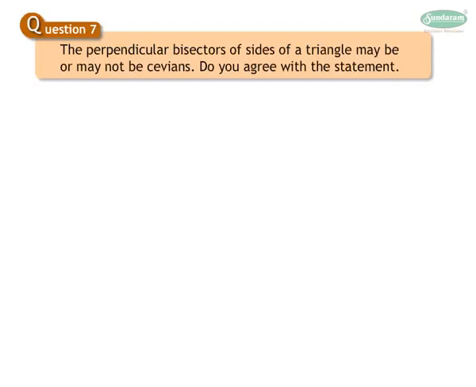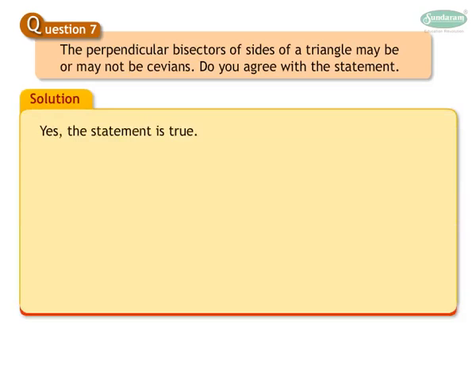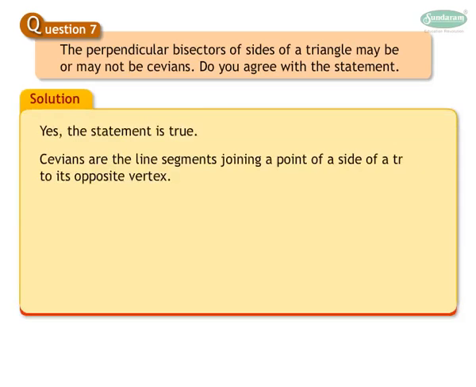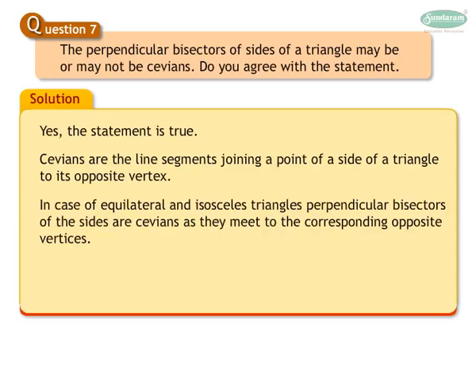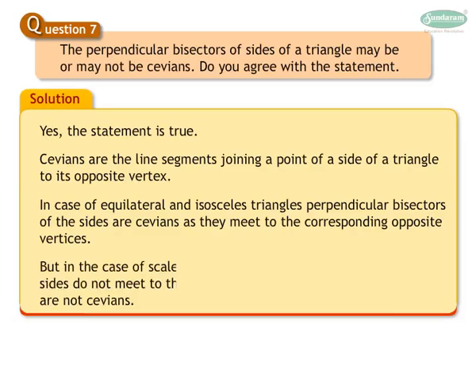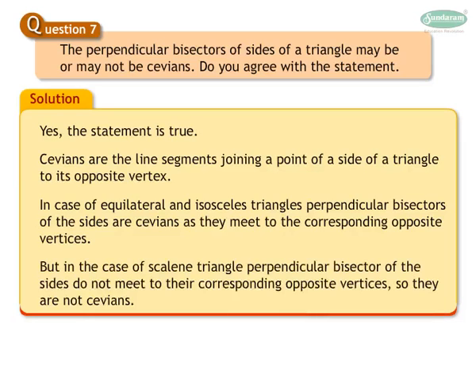Question 7. The perpendicular bisector of sides of a triangle may or may not be Cevians. Do you agree with the statement? Solution. Yes, the statement is true. Cevians are the line segments joining a point of a side of a triangle to its opposite vertex. In case of equilateral and isosceles triangles, perpendicular bisectors of the sides are Cevians as they meet the corresponding opposite vertices. But in the case of a scalene triangle, perpendicular bisectors of the sides do not meet their corresponding opposite vertices, so they are not Cevians.